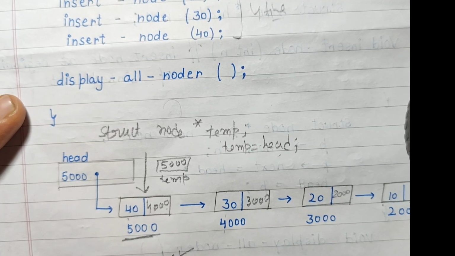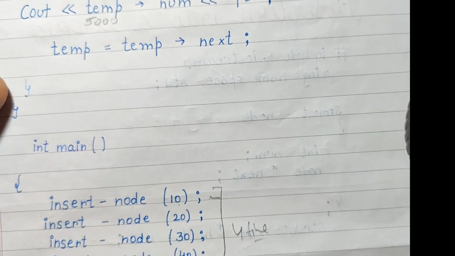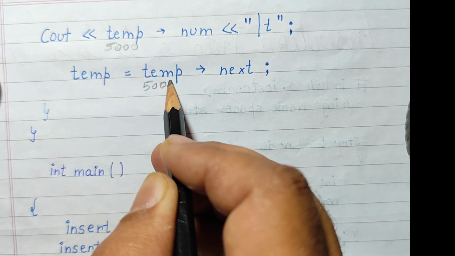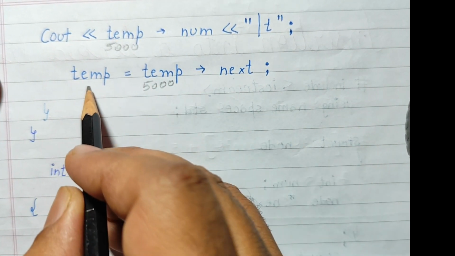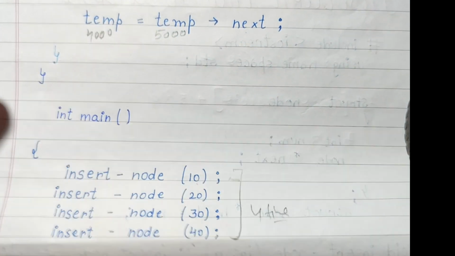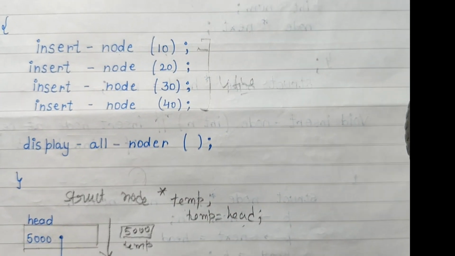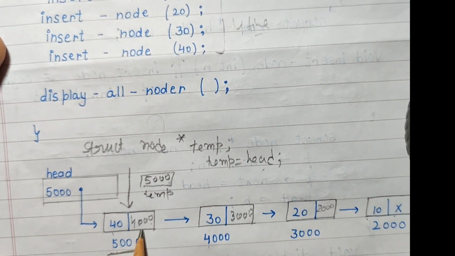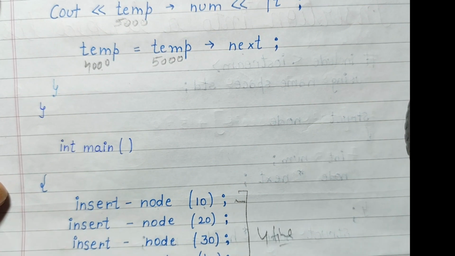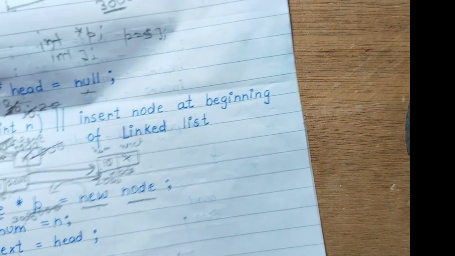After this, temp is equal to temp of next. So what is the value of temp here? 5000. 5000 of next. 5000 of next is 4000. You can check. What is the value of 5000 of next? 5000 of next is 4000. That's why I write the value 4000. Now right now temp has the value 4000. Now again we check the condition.